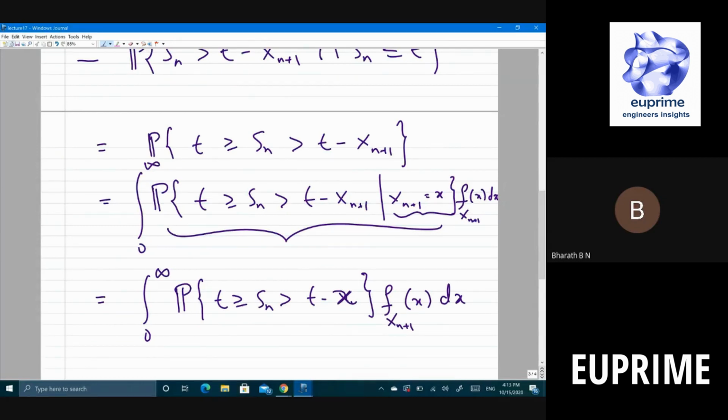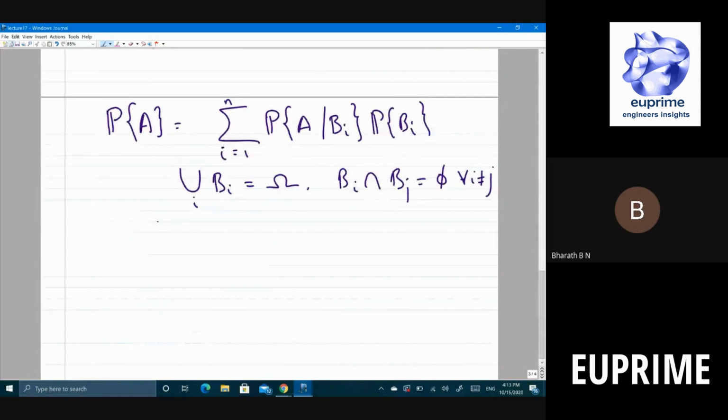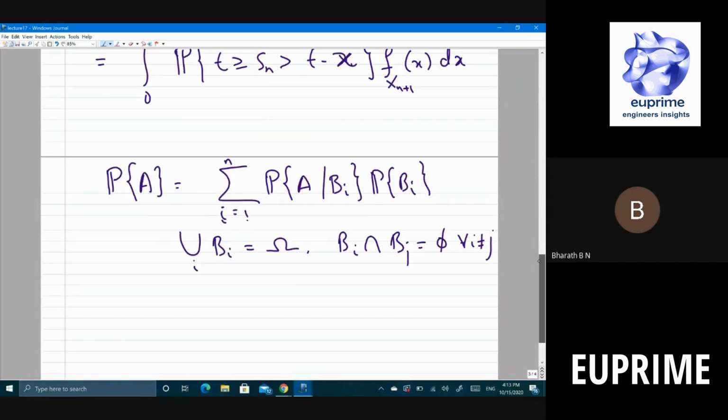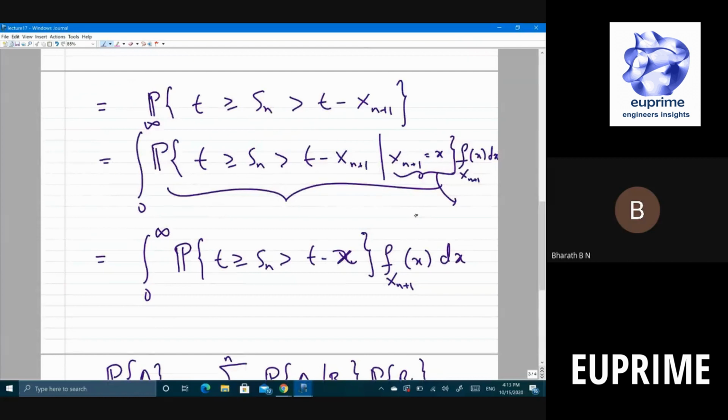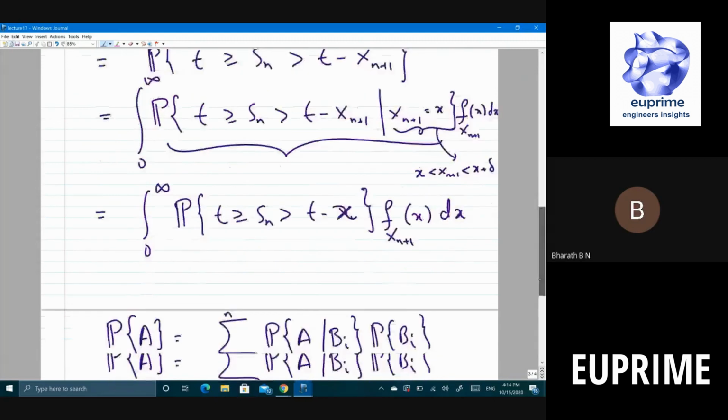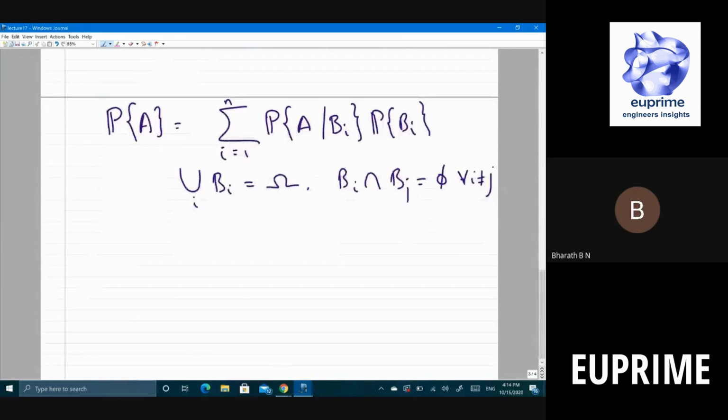Well, someone might object saying this is conditioning on a zero measure event, right? A zero probability event. How can you condition on a zero probability event? So the way you can interpret this is as follows. I'll say it's between x and x plus delta, and this is a non-zero probability event. So I'll compute this and take the limit as delta tends to zero. So it turns out that both are the same, if you want to be mathematically rigorous.